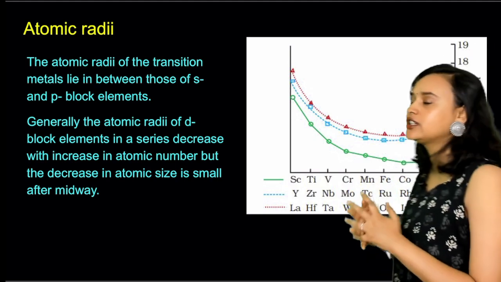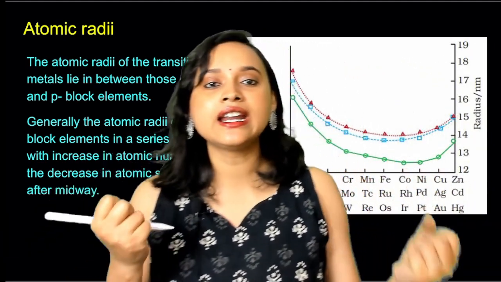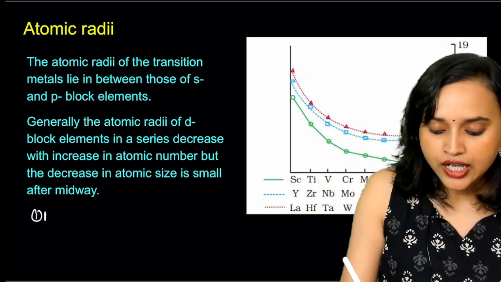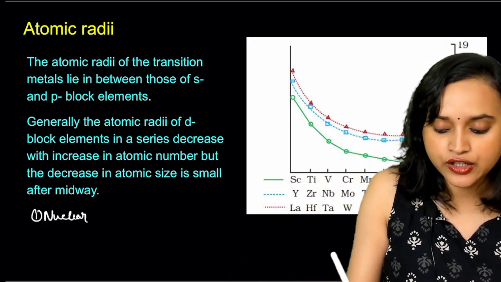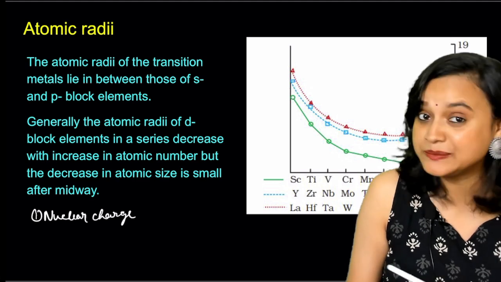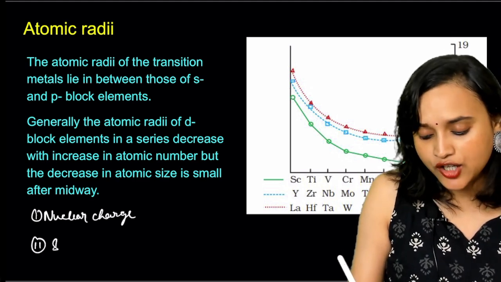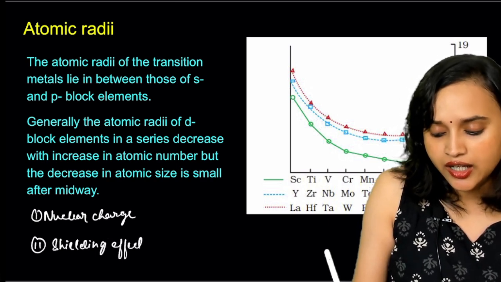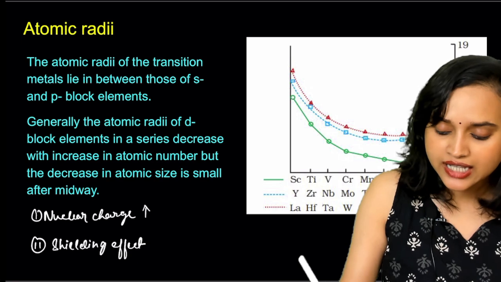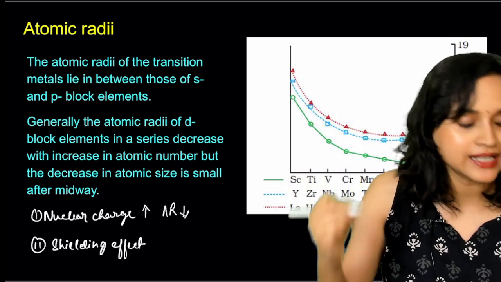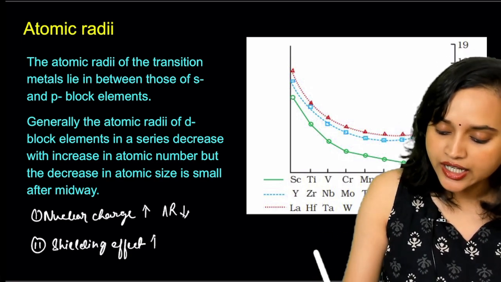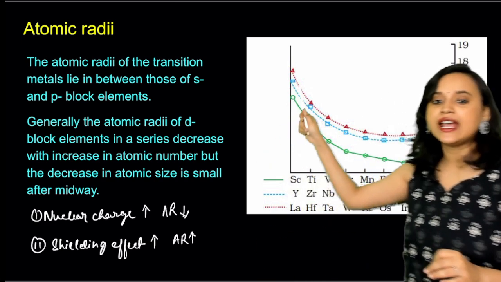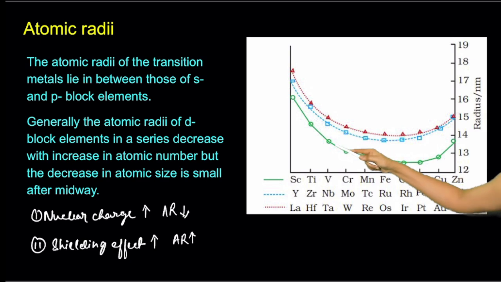Atomic radii, my dear students, is ideally dictated by two factors. What are the two factors? One is your effective nuclear charge, as we like to call it. And the second one is your shielding effect. Now, we all know that if nuclear charge increases, the atomic radius decreases. But if the shielding effect increases, then the atomic radius increases.